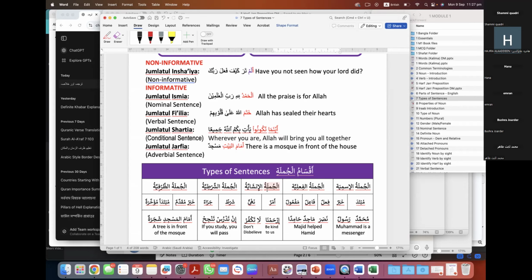Okay. Jumlatul Ismiya, Jumlatul Fi'liya, Jumlatul Shartiya, Jumlatul Zarfiya. Under which type of sentences? There are two types of sentences. One is informative, Jumlatul Khabriya, and the English name is Informative.